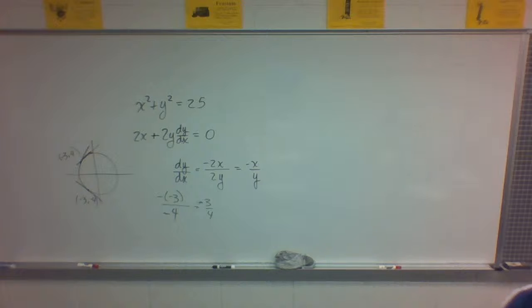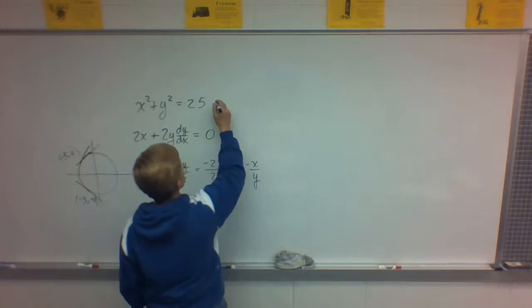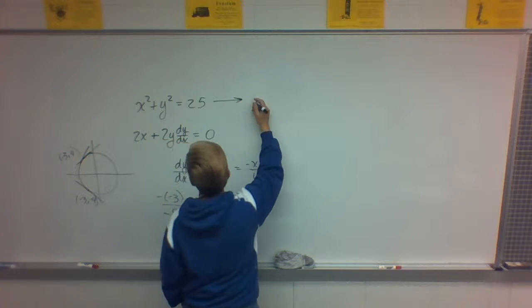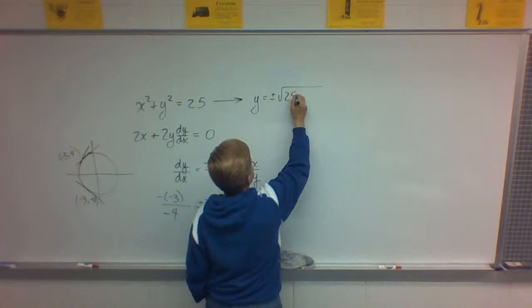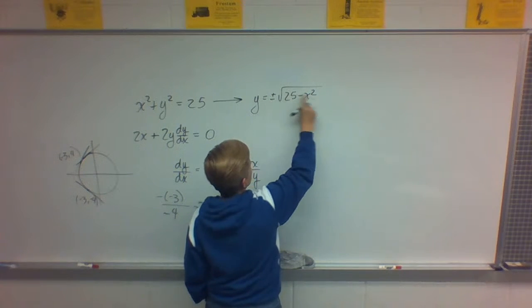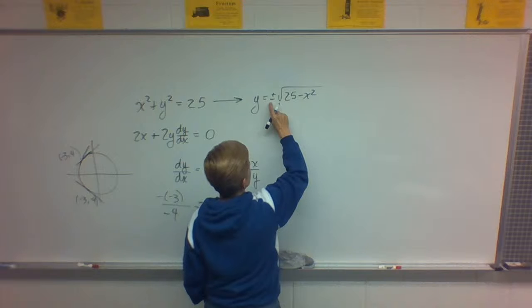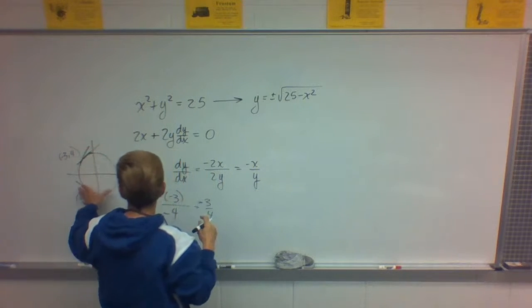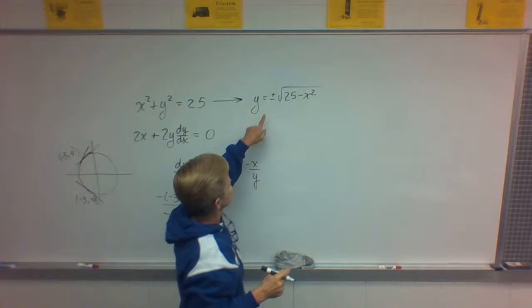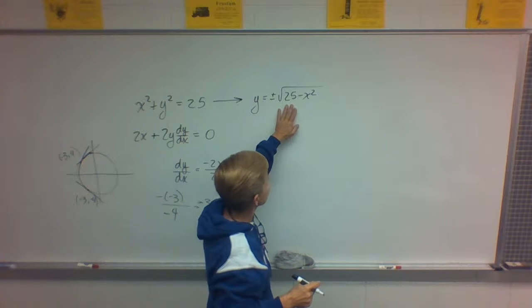Oh, by the way, I told you before that if you wanted to, we could go a conventional route and solve this. We could have said y is equal to plus or minus the square root of 25 minus x squared, the plus being the top half of the circle, the negative being the bottom half of the circle. And if you can figure out whether you're on the top half or the bottom half, you can derive that particular function this way.